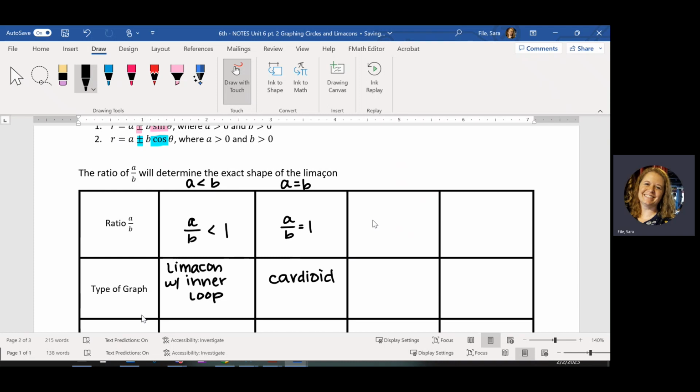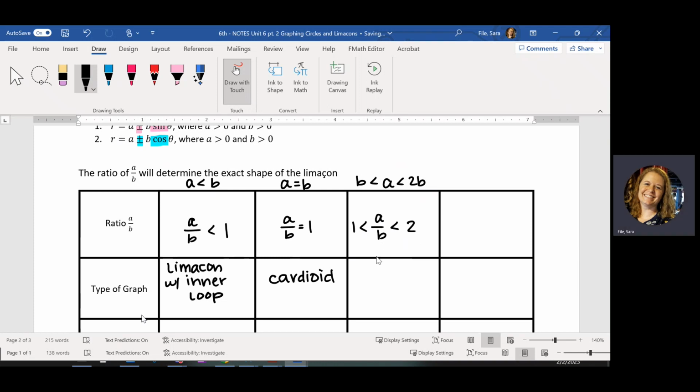The next one is if your A to B ratio is greater than 1, but less than 2. So A is going to be bigger than B, but not twice as big. Does that make sense? So I'm going to write it that way. I'm going to say A is going to be between B and 2B. So it's bigger than B, but not twice as big.